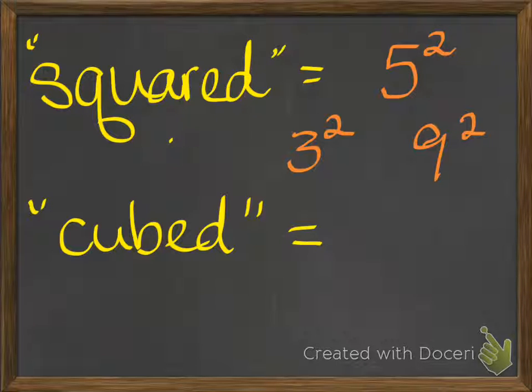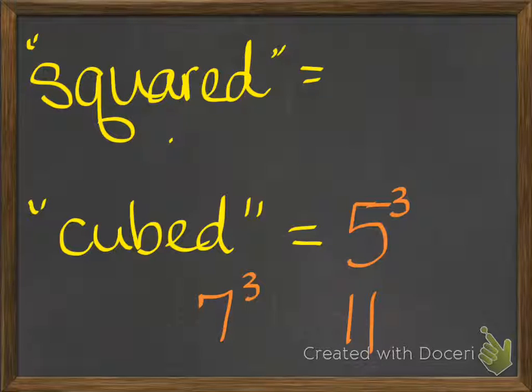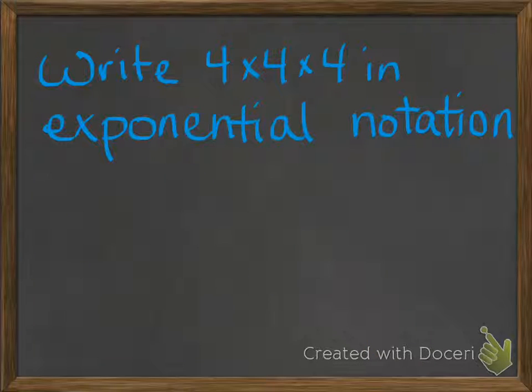It's kind of the same with the word cubed. It's very similar. If we had 5 cubed, it means 5 to the third power. If we did 7 cubed, it would be 7 to the third power. Write 11 cubed. You should write 11 to the third power. What that means is 11 times 11 times 11. Okay? So let's try some.